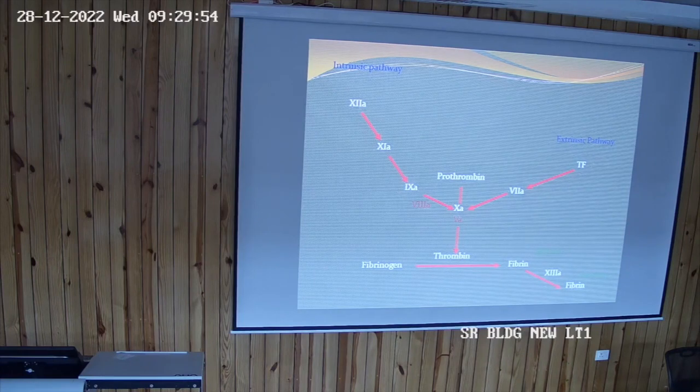Tissue factor, that is the extrinsic pathway. Factor 3 plus 7 gives you 10. 10 finally results in thrombin. So 10, 5, 2, 1. Then, in the presence of thrombin, the fibrinogen.